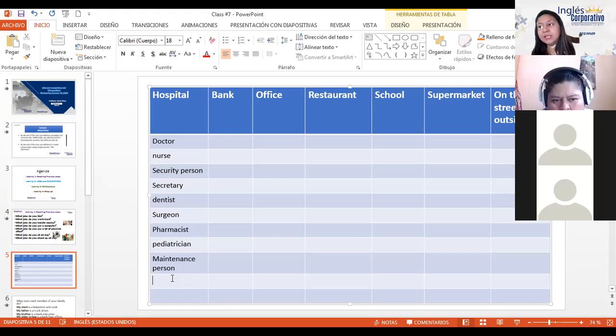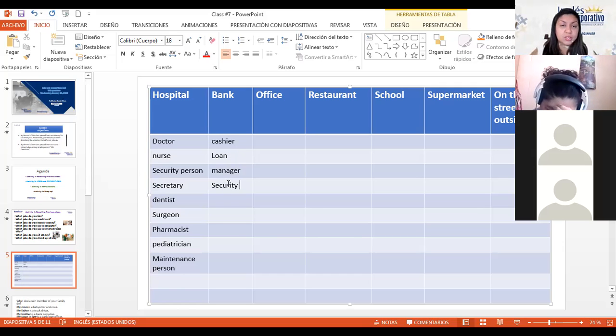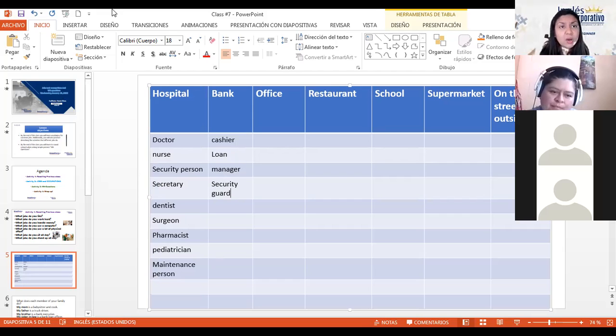Good. What about in the bank? The people who work in the bank. Okay, cashier. Also, we have a loan. Gerente. Okay, that's the manager. Security person. Yes, very important. Security guard. In the bank also work these people, the loan officer.